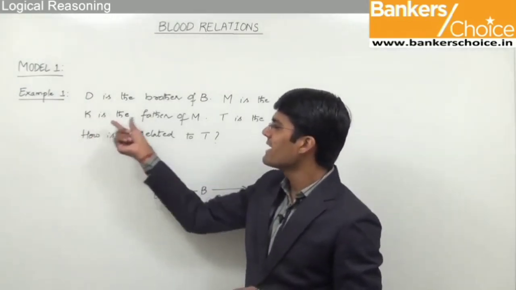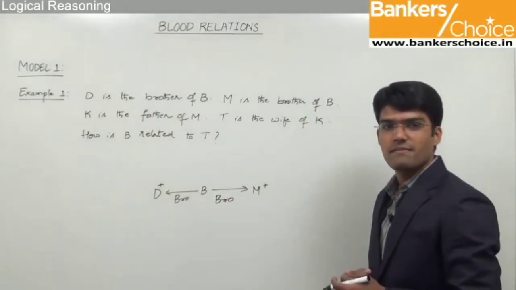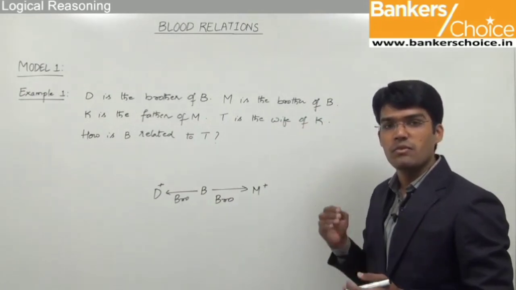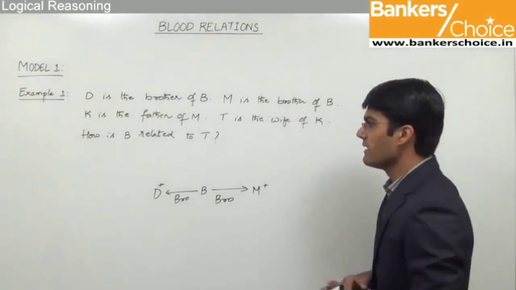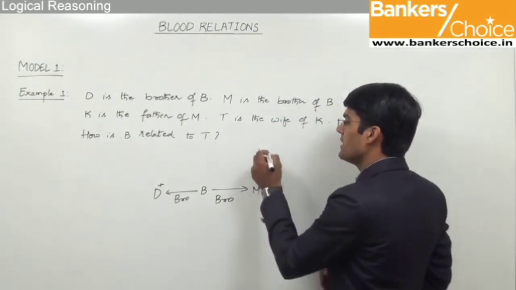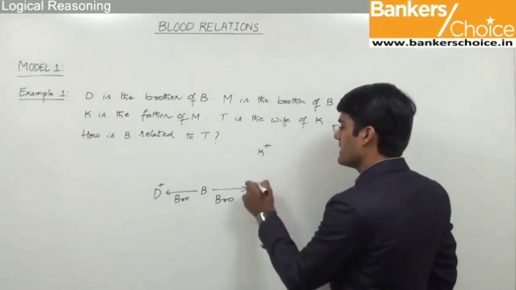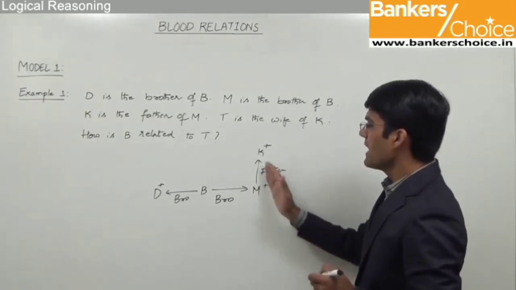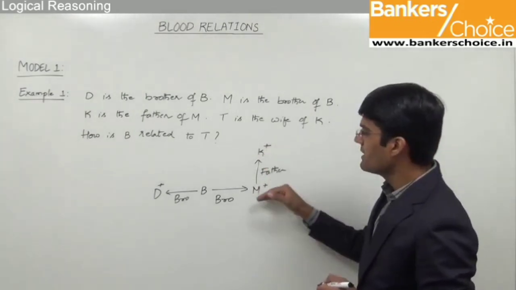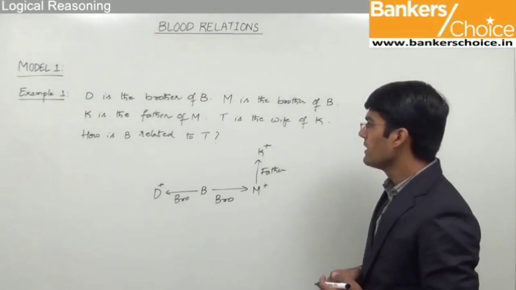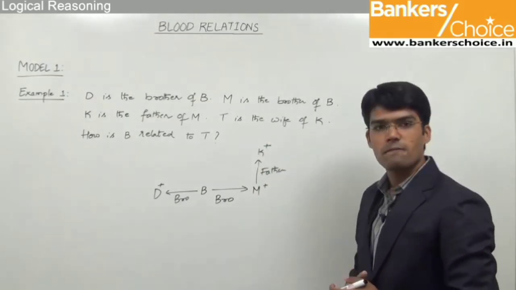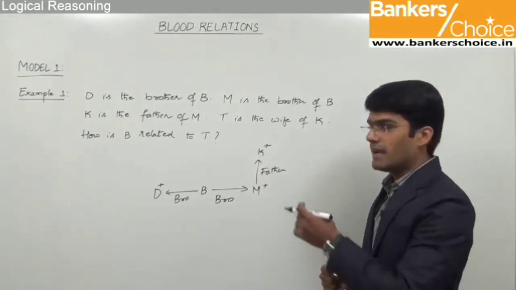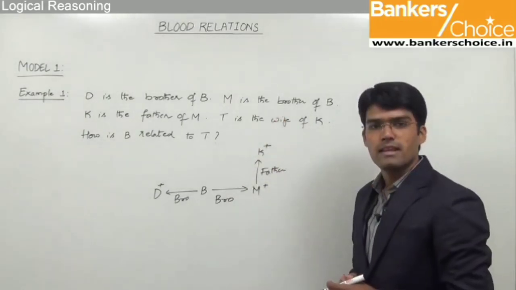The next statement here is K is the father of M. So now if you observe, there is a generation gap between K and M. So we need to represent them on different levels. K, as he is the father of M, should be a male person, and we can show that with the help of an arrow. So M's father is K. That is the reason we have taken K on a level above M. The next statement is T is the wife of K. We already know the position of K and now we have come to know that the wife of K is T.